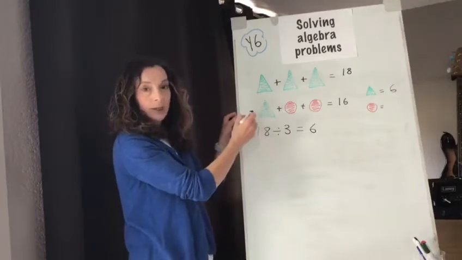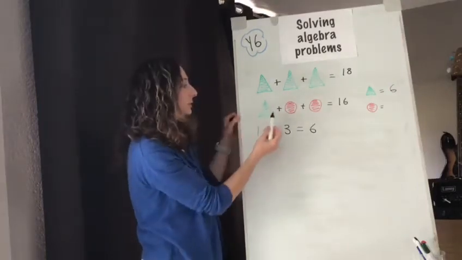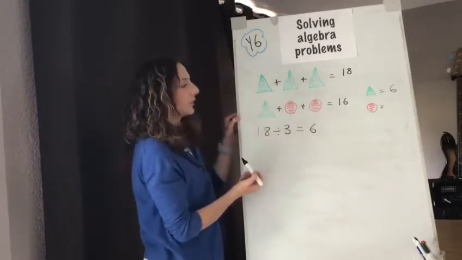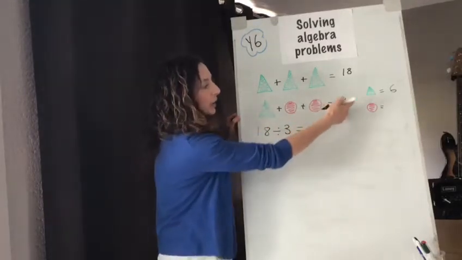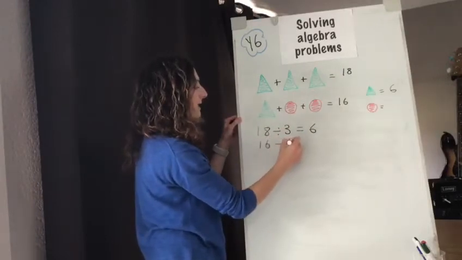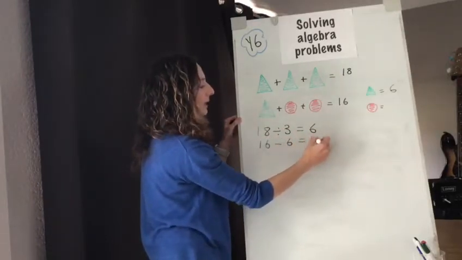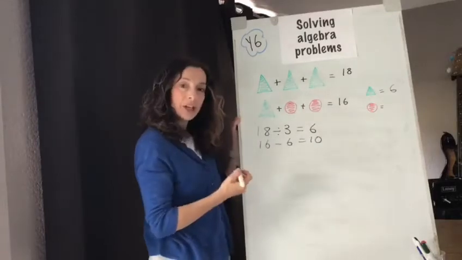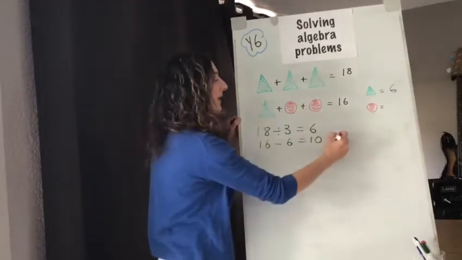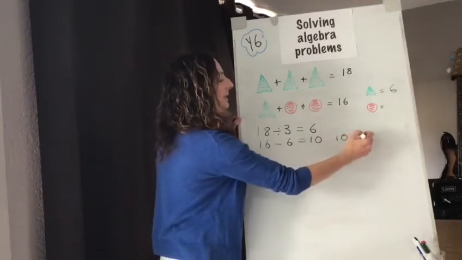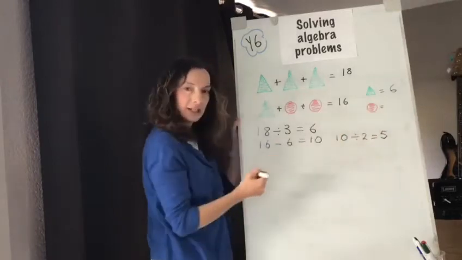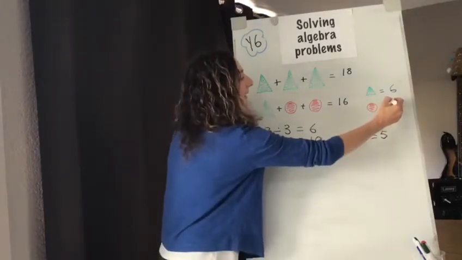Using that, we can work out the value of the red circle. We know that the triangle plus 2 circles equals 16. So the first thing we're going to do is take away the value of the triangle. So 16 subtract 6 equals 10. But I know that 10 is the value of 2 circles. So I then need to divide my 10 by 2, and that gives me 5. So the value of the red circle is 5.